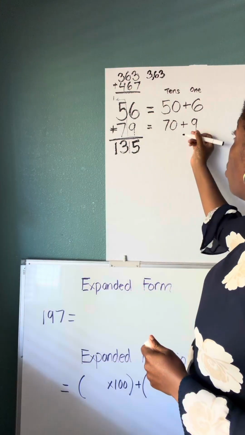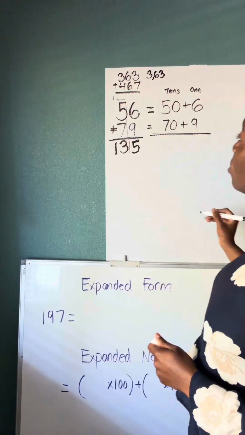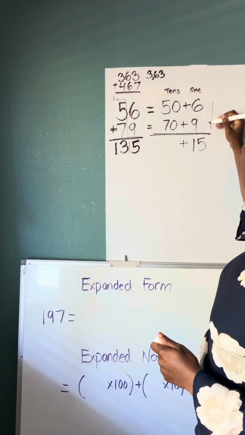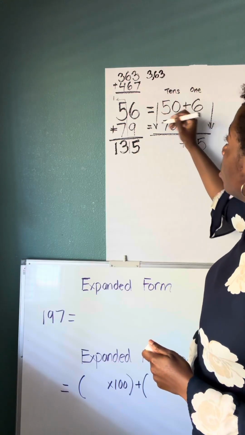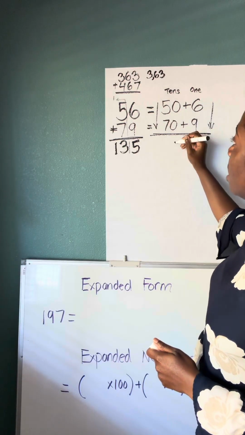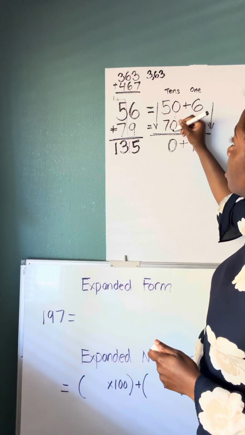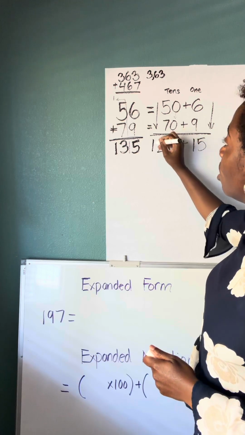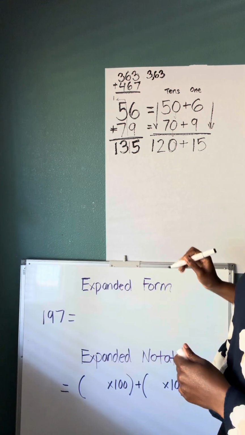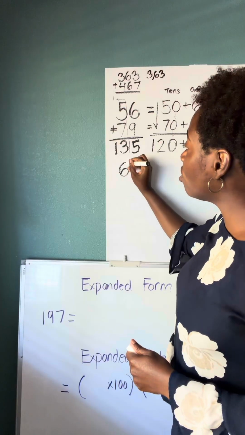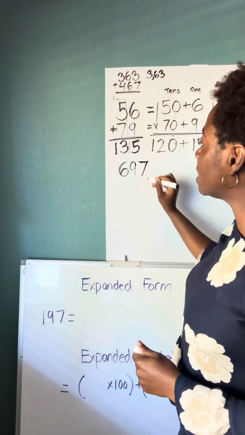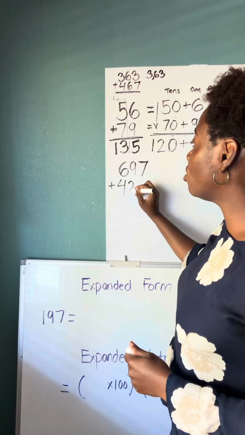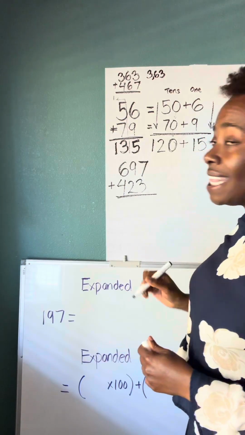135. What you'll see your kids doing is when they expand it this way, they're adding down. They're adding down. 50 plus 70. Automatically bring down the 0. Okay, 0 plus 0, 0. 5 plus 7 is 12. They're expanding it. Okay, now when we have larger numbers, what you will see your child doing, 697 plus 423. They can add down.